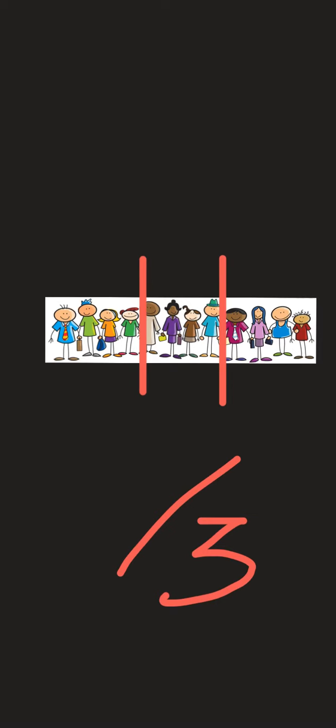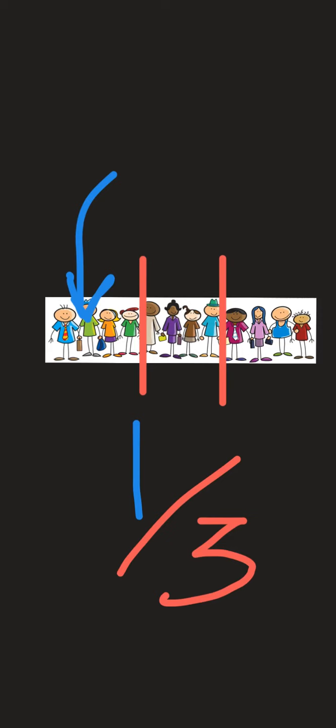Here are my 3 groups. So you can see I've split my whole into 3 equal groups. So my denominator is 3. Bottom number, the denominator is 3. If I'm talking about one of those groups, then my numerator will be 1 because I've got 1 out of the 3 groups. I've got 1 out of 3, and we call that 1/3.